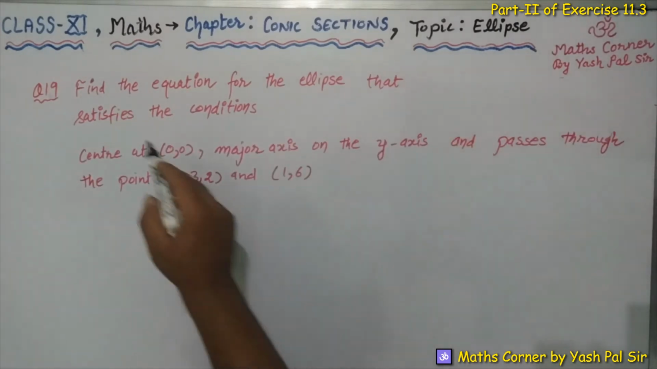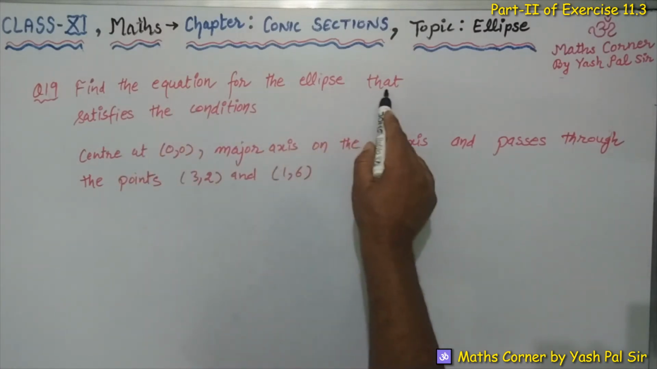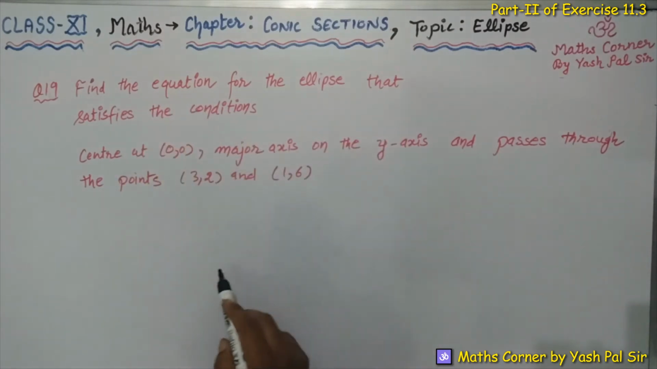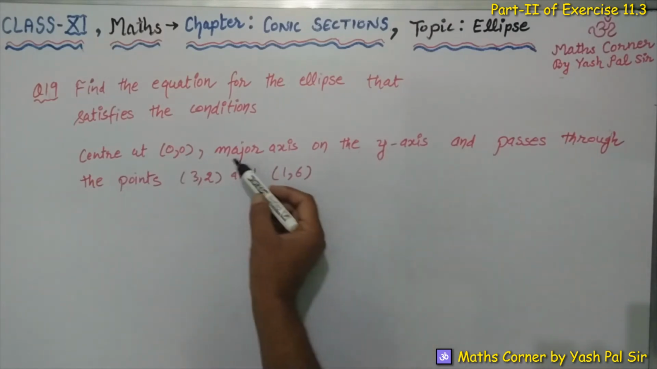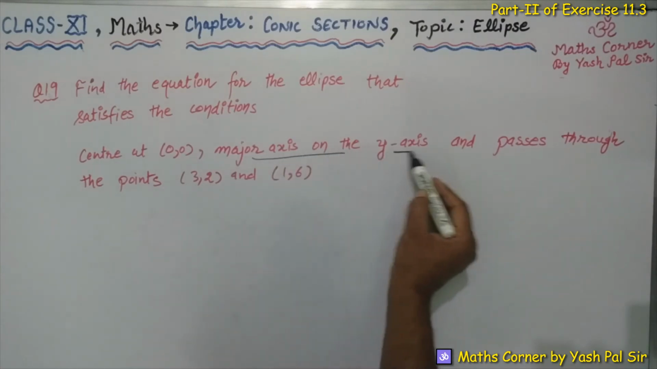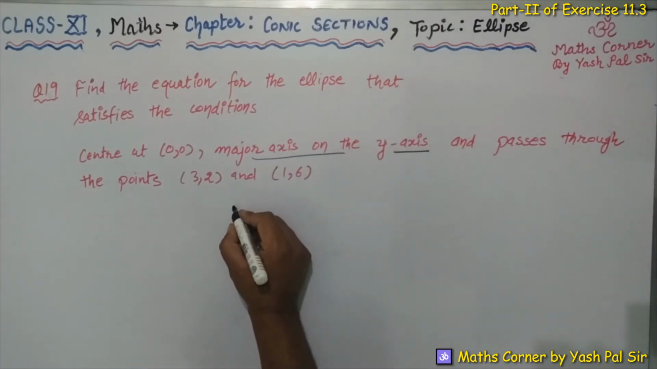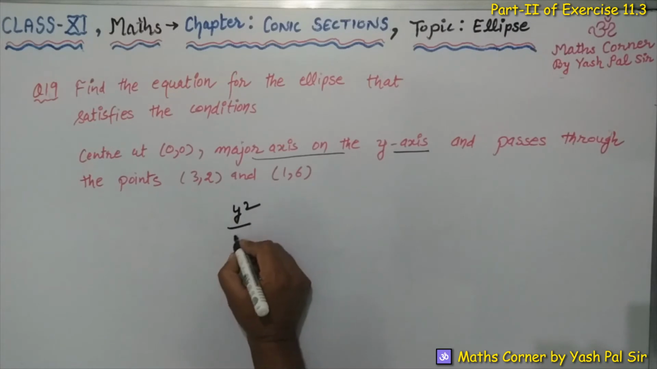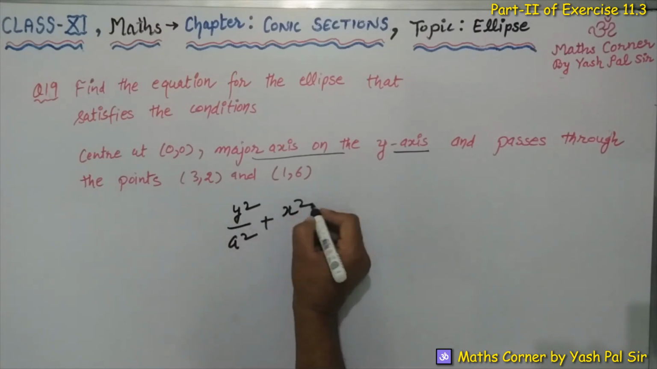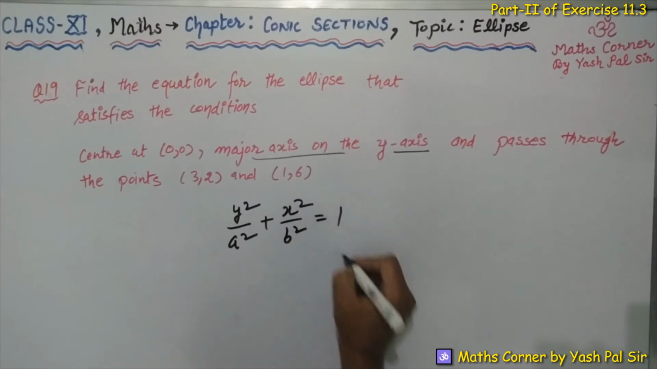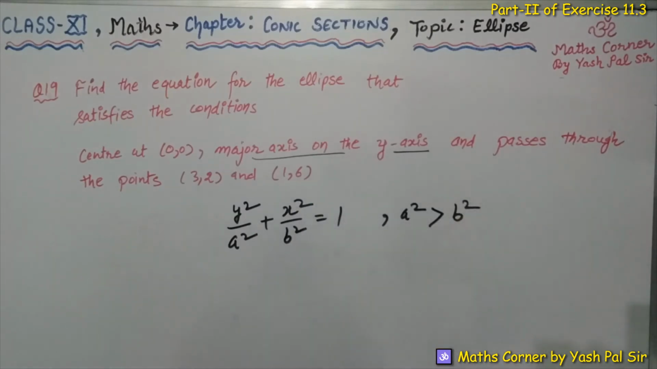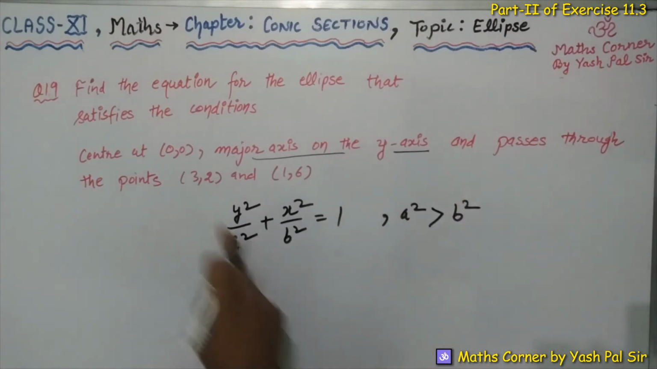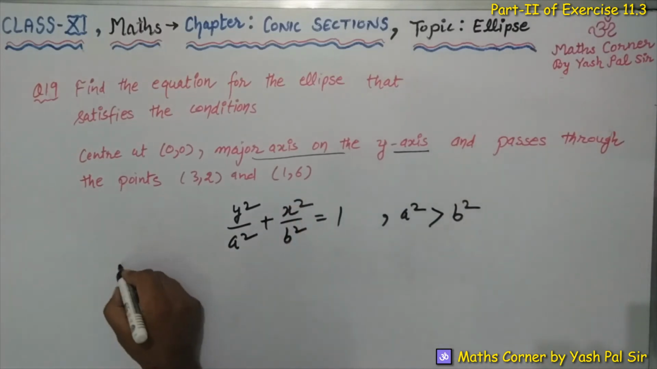Now the next question is question number 19. Find the equation for the ellipse that satisfies the conditions: center at 0, 0, major axis on the y-axis. If the major axis is on the y-axis, from here we conclude the equation will be of the form y square upon a square plus x square upon b square is equal to 1. Here a square is greater than b square. Now the next thing is it passes through 3, 2 and 1, 6.